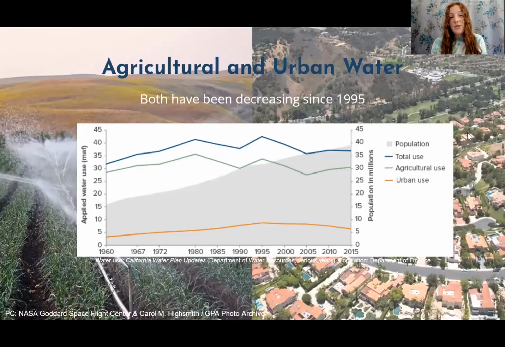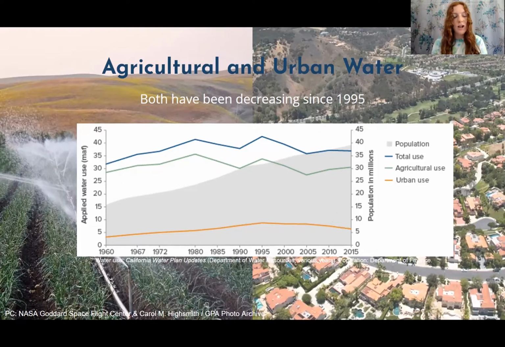The next two sections, agriculture and urban, are pretty self-explanatory, but actually something to note is that they have both been decreasing since 1995. We can see in this graph, which shows the lines of total water use, agricultural use, and urban use, along with the slope of the population increase over the years. And as you can see, both of those things have been slightly decreasing for a while.